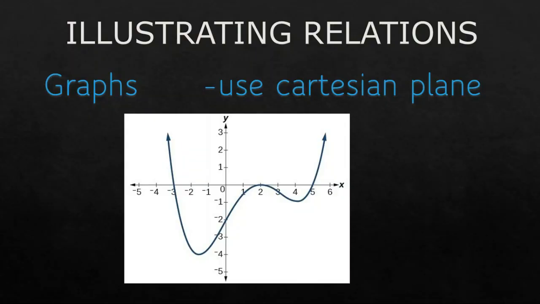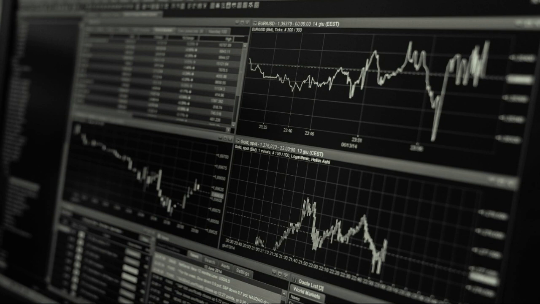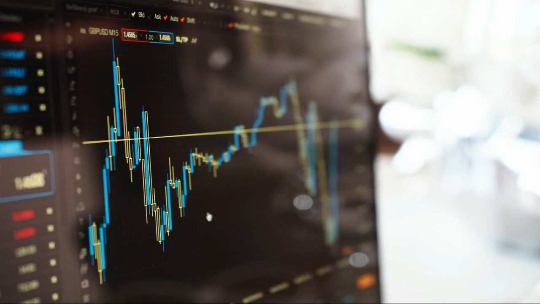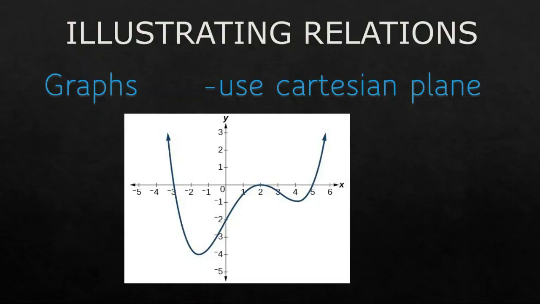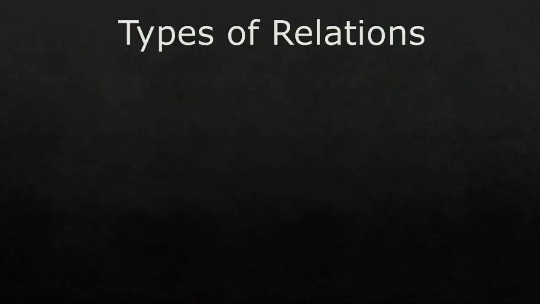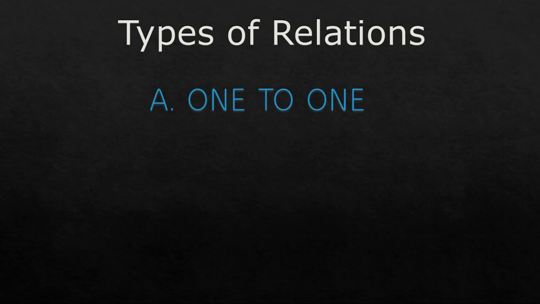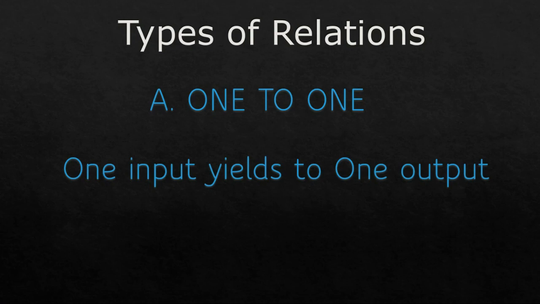Makikita ang mga graph sa iba't ibang aspects sa daily life. You can see it on how doctors describe heart rate. You can also see the graphs on building economy or even on buildings and structures. Relation also comes in different types. The first type is called one-to-one relation. As its name suggests, it only means that in every input, there's only one output.